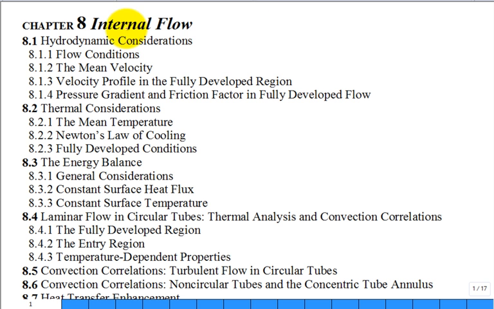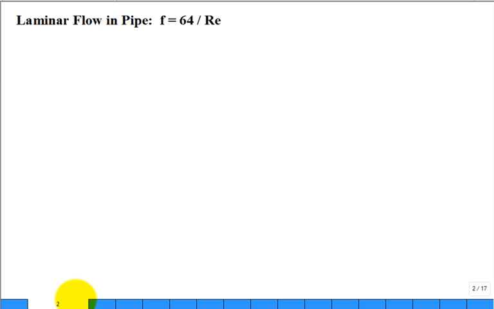All right, so this is our second chapter on internal flow. And last time, it's almost like I wasn't even teaching heat transfer, was I? I was reviewing fluid mechanics. It was everything to do with the hydrodynamic considerations. But we have to get the fluid flow right, and then we add on top of that the thermal considerations. So today we'll get to the thermal considerations, but there's one other little topic on the hydrodynamic that I want to cover. So let's jump into it.